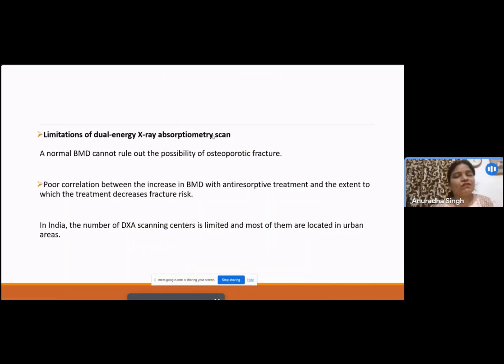Now, the limitations of these scans are that a normal BMD does not necessarily rule out the possibility of an osteoporotic fracture, and there is a poor correlation between the treatment, when we want to actually see the effect of our drug therapy for osteoporosis, and the extent to which the treatment decreases the fracture risk.